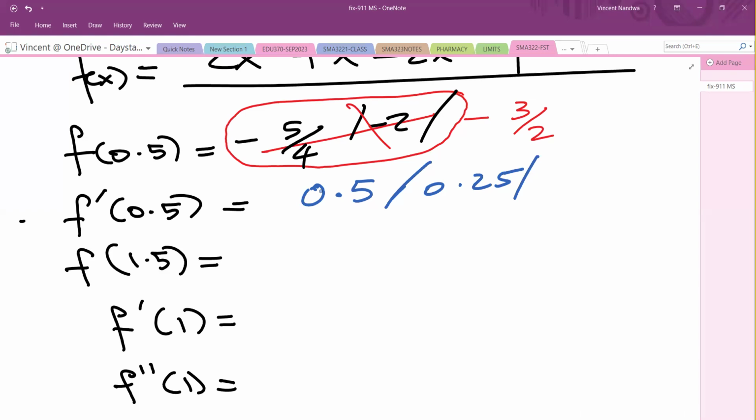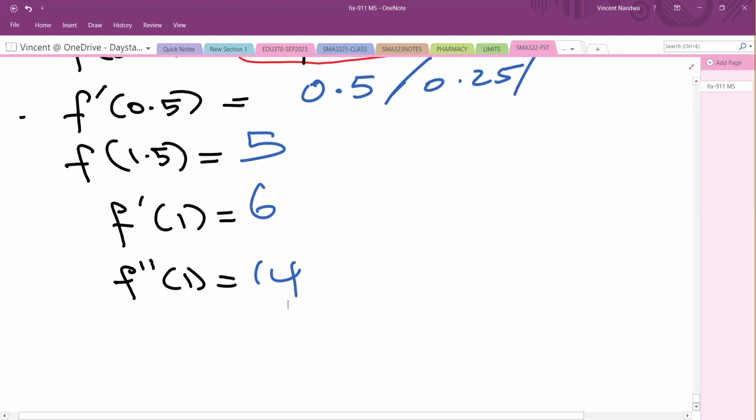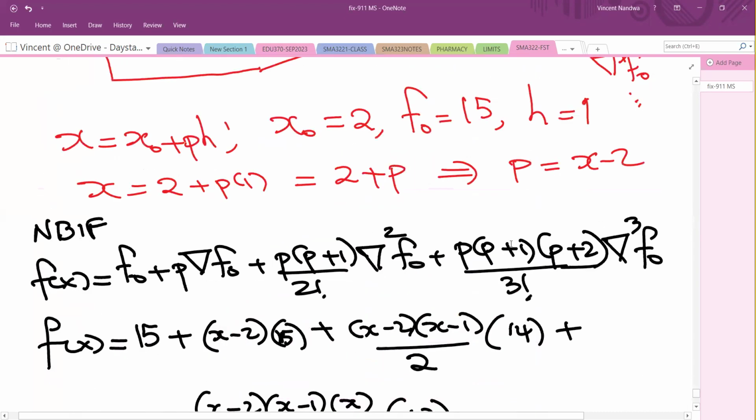I will advise you to revise your Form 3 notes on how to use a calculator. That is 5. I also had 5. Yeah. F prime at 1. Oh, 6. Okay. And then second derivative at 1. 6 and 14. Or 14 is for the last part. Okay, good. Fine. So that is how we apply it.